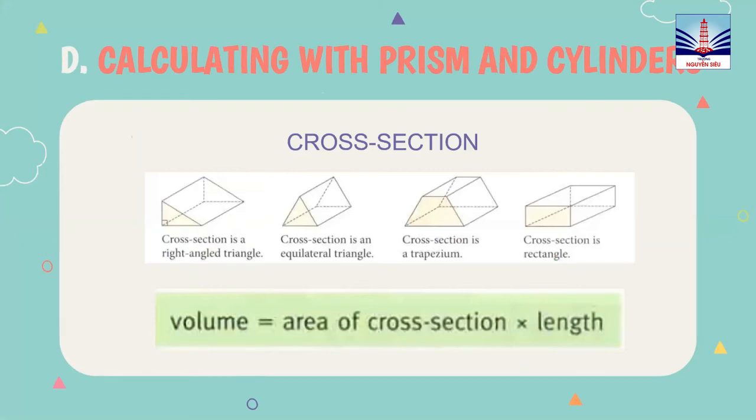Calculating with prisms and cylinders. To find the volume of the prism, we will take the area of cross-section multiplied by length. So this is the cross-section for each shape.